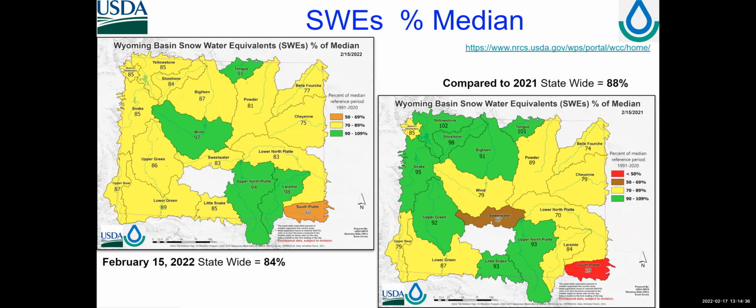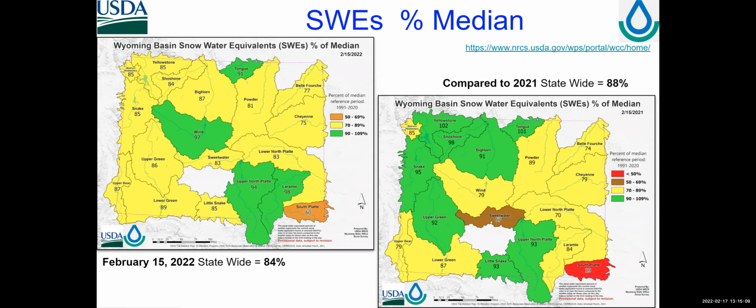Thanks, Tony. Hello, everyone. Thanks for having me. I'm Jim Fahey, the hydrologist for the NRCS, and I'm coming up on my 18th or 19th runoff in Wyoming. So looking at the current snowpack as of the middle of February, as you can see, we're at 84% of median currently, and we are below what we were last year at this time, at 88% of median.